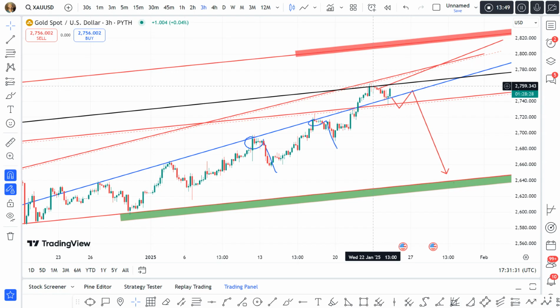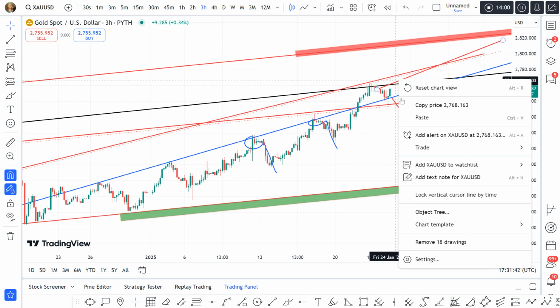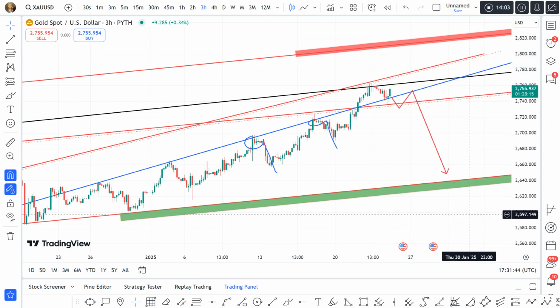What do we want to see? We want to see a tap into 2,759. A tap into 2,759 might likely get into 62 and drop again. But I tell you, there is a probability that market may tap into 2,770. There is a very high probability that price could get into 2,770. If that happens, that will be an opportunity. That will be an opportunity to sell.